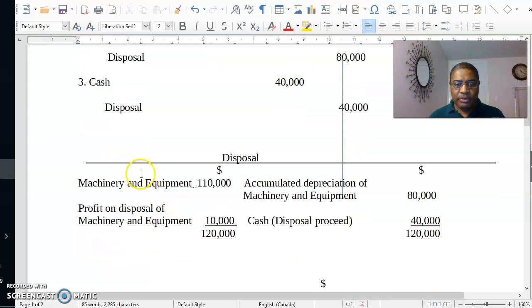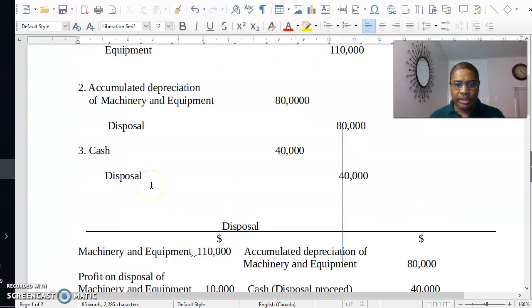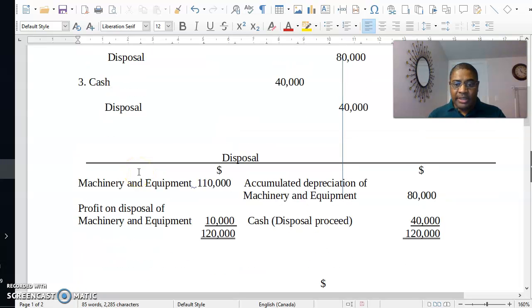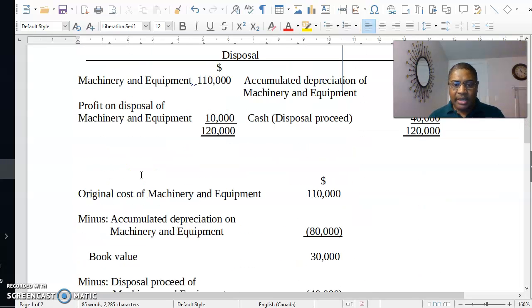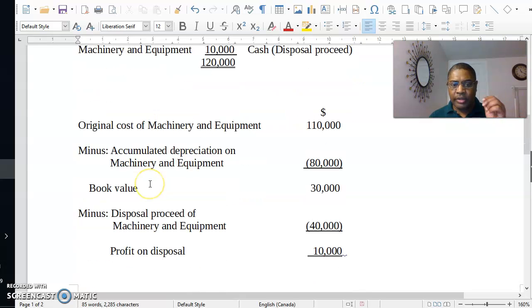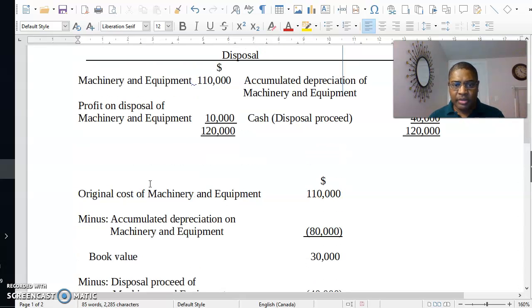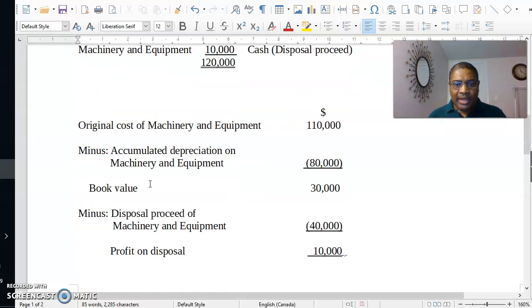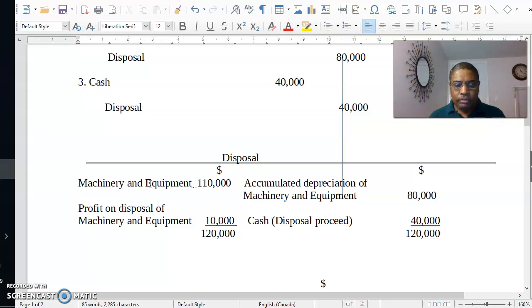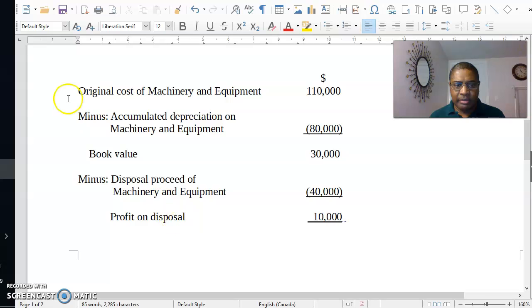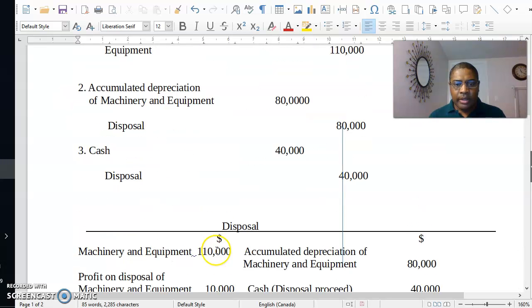now I've used a disposal account here to illustrate a T account. Sometimes when you don't understand the journal entry, it is best to write a T account to demonstrate. However, I just use the disposal account here, right? I also use a calculation. Now, the disposal account is similar to the calculation right here at the bottom, right?